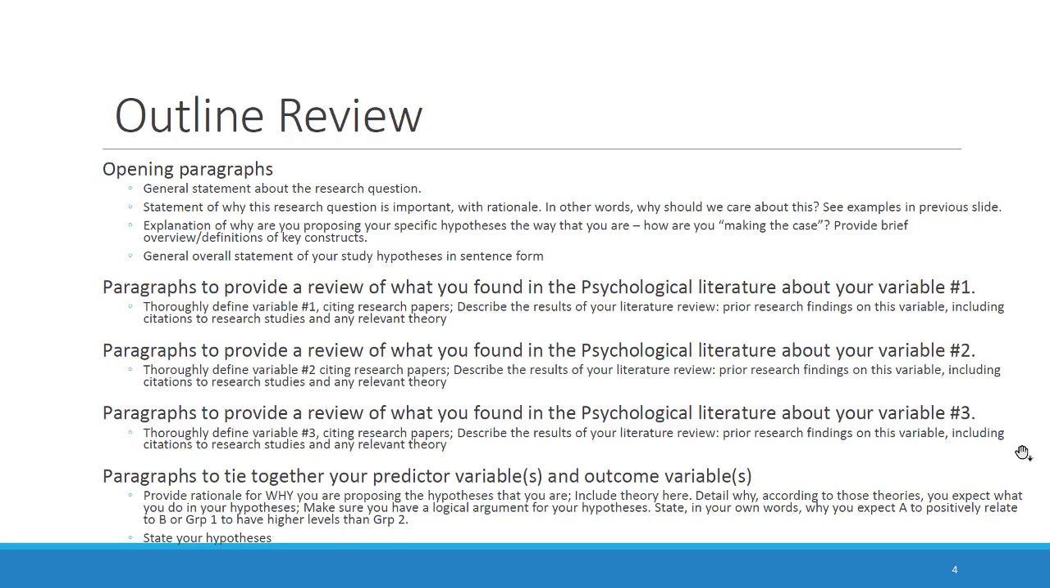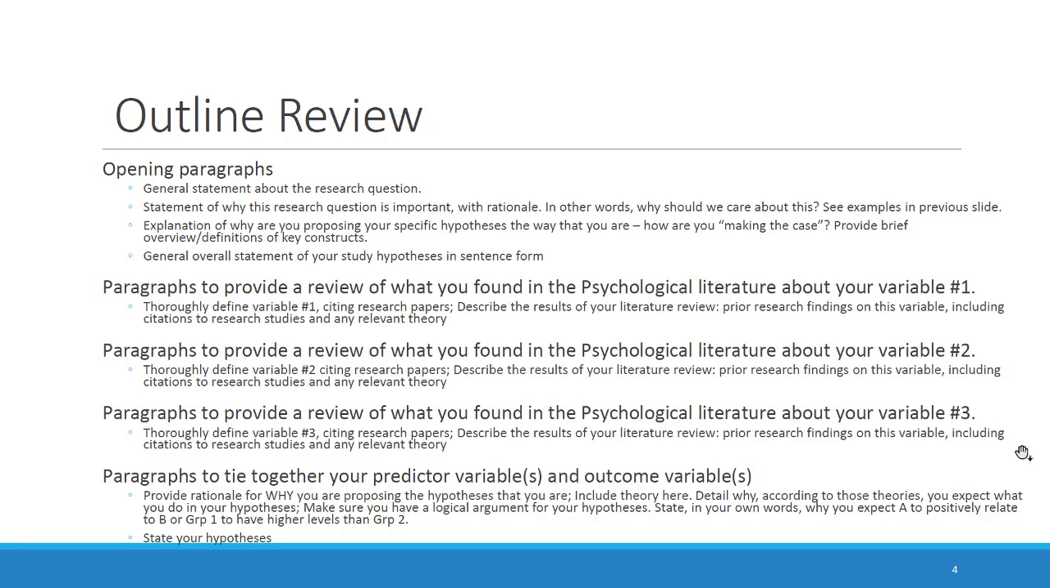One question that I sometimes get asked is, what order do I put my variables in? Which is number 1, which is number 2, and which is number 3? And that really depends on your paper, your specific topic and your paper, and what makes the most sense. Sometimes, like say you have one outcome variable, maybe you want to go ahead and define that first, and then talk about your predictor variables. But it could go the other way as well, depending on your specific topic.